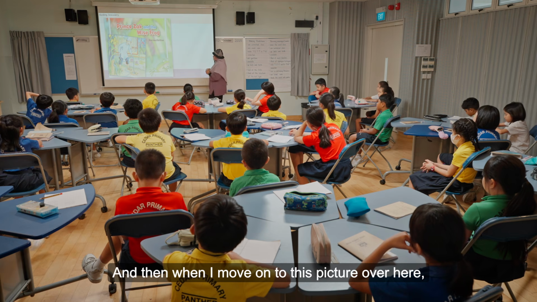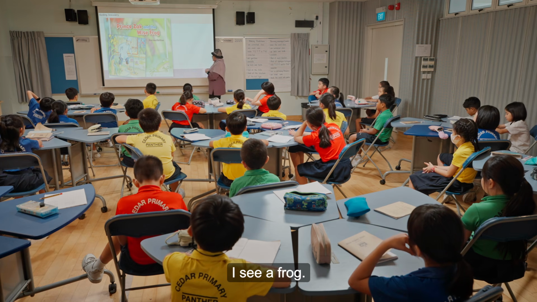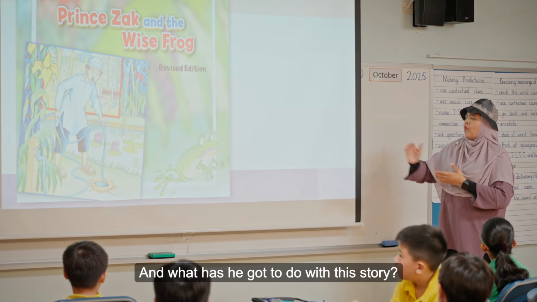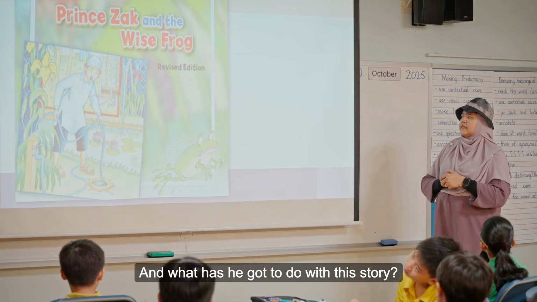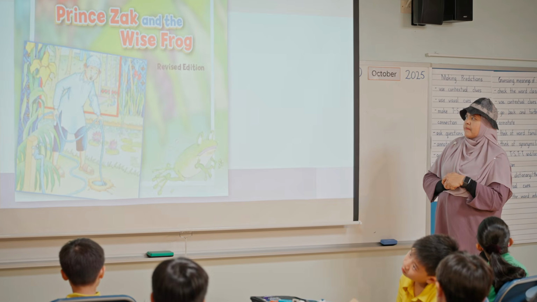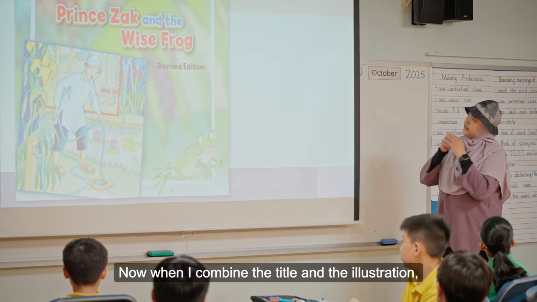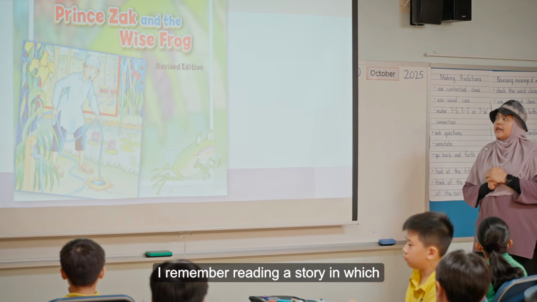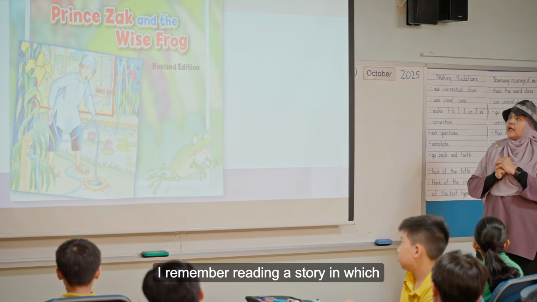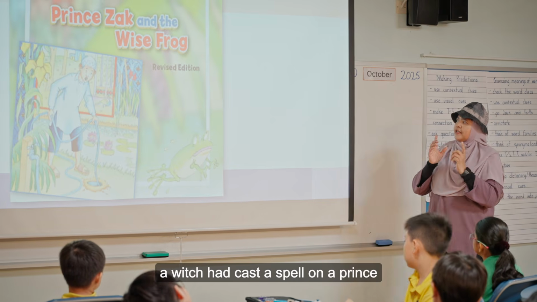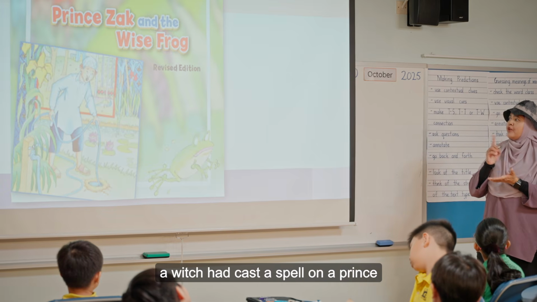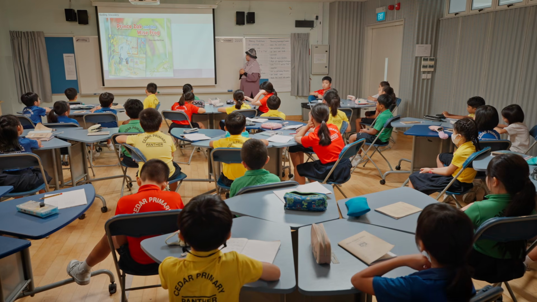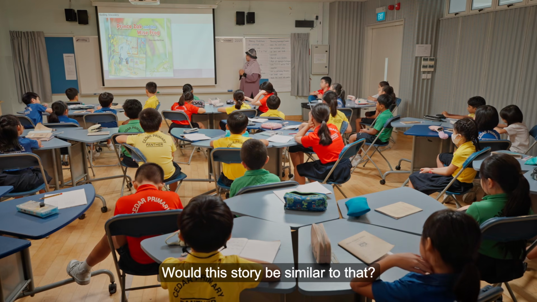And then when I move on to this picture over here, I see a frog. Is he the wise frog? And what has he got to do with this story? Now, when I combine the title and the illustration, I remember reading a story whereby a witch had cast a spell on the prince and turned him into a frog. Would this story be similar to that?